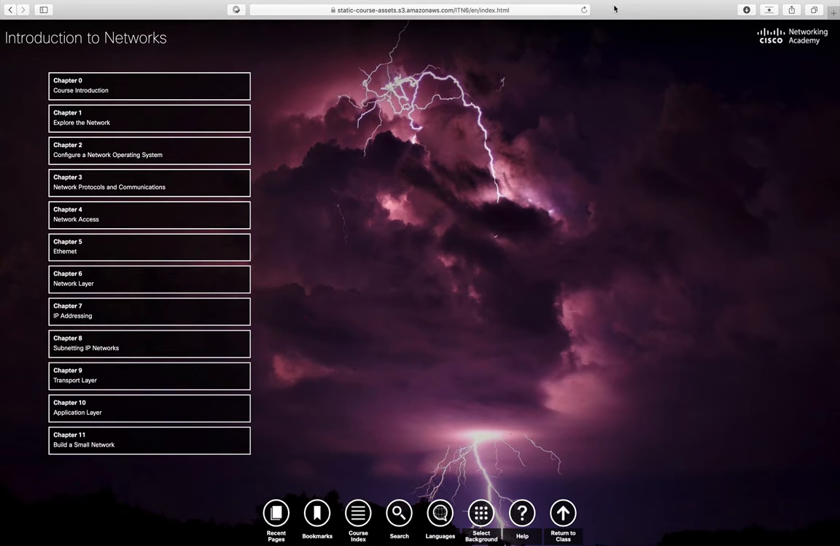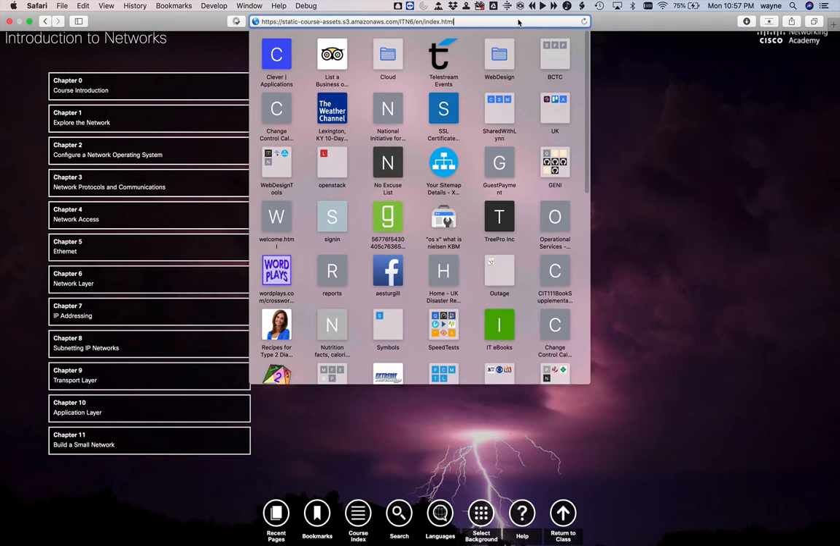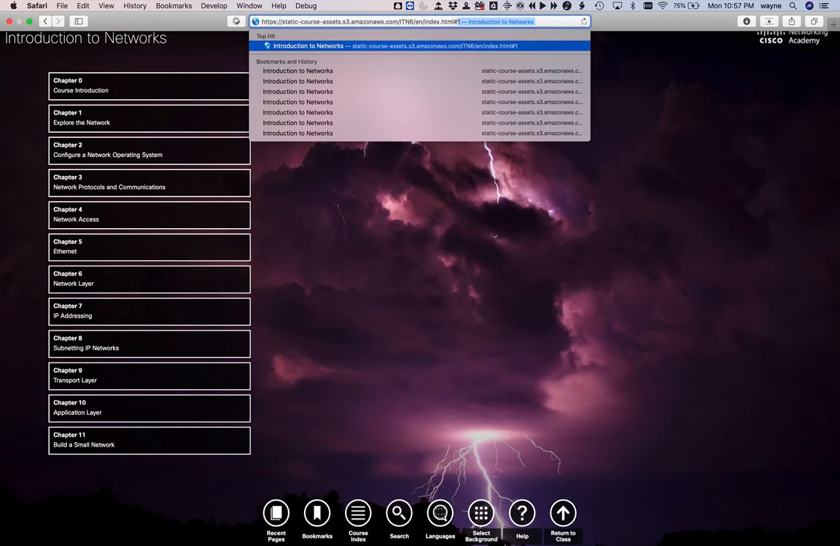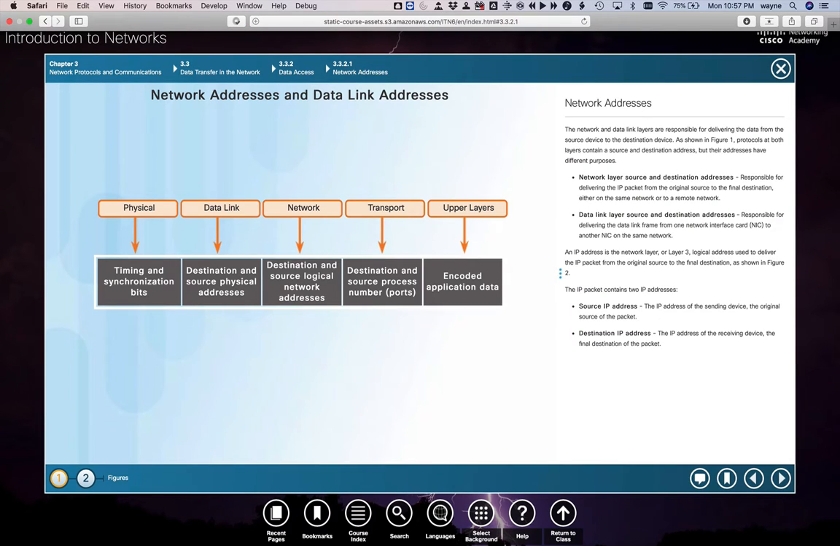Okay, we're going to continue on in Chapter 3. In particular, we were up to 3.3.2.1, so I'm going to put the hashtag and that section number up here in the URL bar and take us straight to that section where we're talking about data transfer.